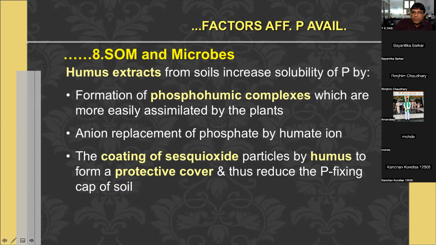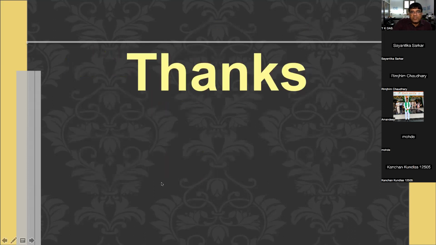Humus extracts from soil increase the solubility of phosphorus by formation of phosphohumic complexes, which are more easily assimilated by the plants. Assimilated here means they can be directly taken up by the plant in molecular forms. Anion replacement of phosphate by humate ions. The coating of sesquioxide particles by humus forms a protective cover and thus reduces the P-fixing capacity of soil.